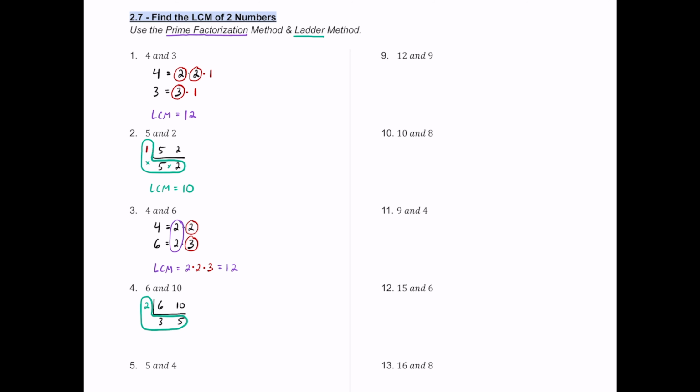Kind of makes like an L, right? And then 2 times 3 is 6, times 5 is going to be 30. So the LCM here is going to equal 30. That's the first multiple where 6 and 10 meet.